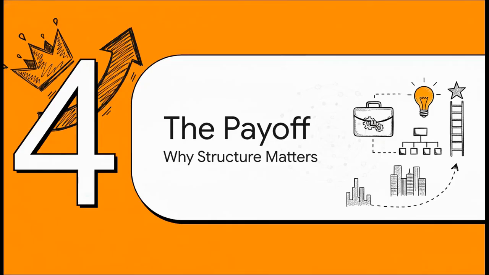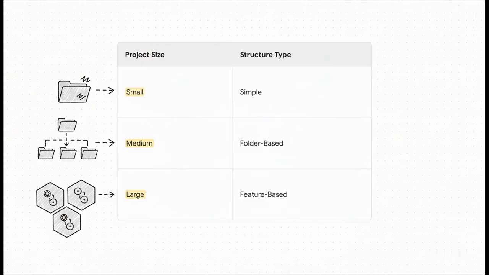Okay, so let's get to the real payoff. Let's talk about why this all matters beyond just writing clean code. Why is this a career-making skill? Well, for starters, project structure isn't a one-size-fits-all thing. It evolves. You might start a small project with a simple structure, but as it grows, you adopt this folder-based blueprint we've been talking about. And for huge, massive applications, teams will even move to a feature-based structure. Just showing that you understand this progression tells recruiters you have foresight, that you're thinking about the long term.